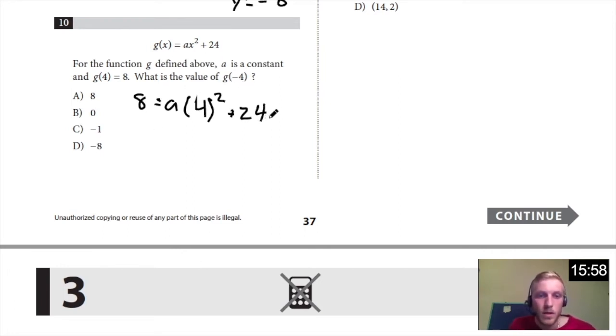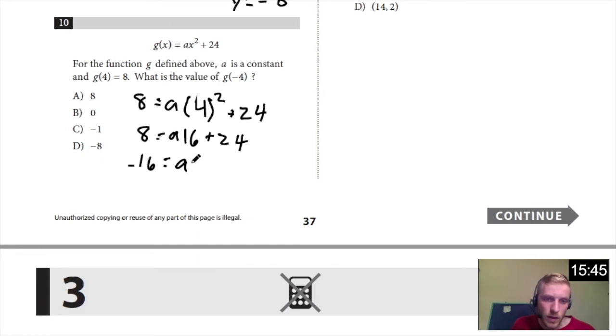First thing I'm going to do is square our 4 term, so we can say 8 is equal to a times 16 plus 24. All right, subtract 24 from both sides. That gives us minus 16 equals a times 16. Divide both sides by 16. That gives us minus 1 is equal to a. Okay, good. So that's not our final answer, though.